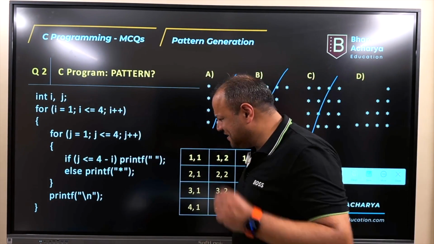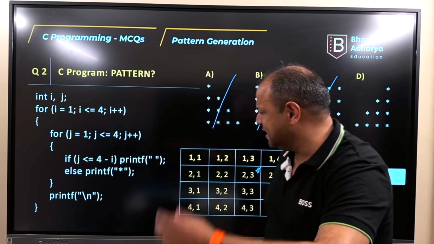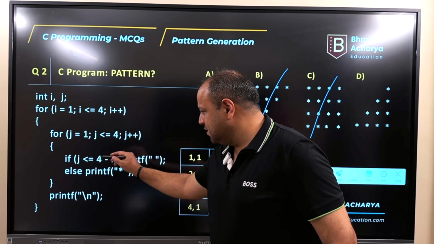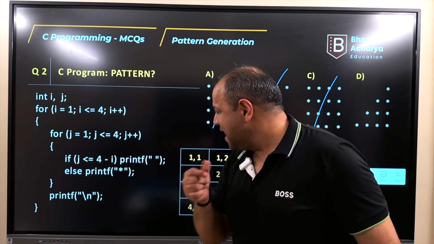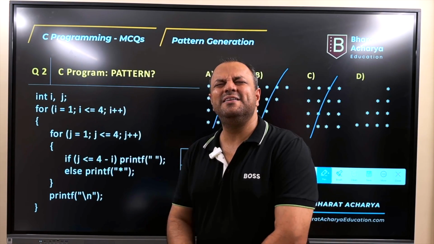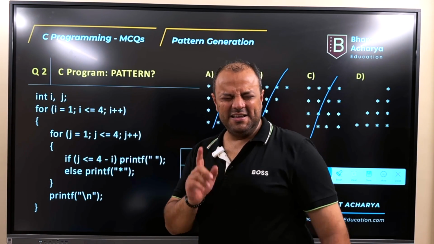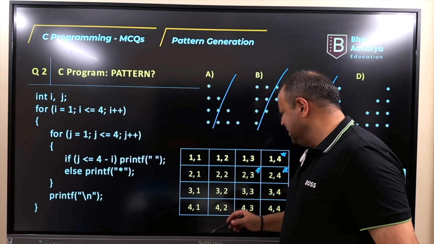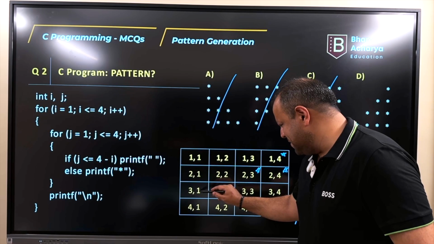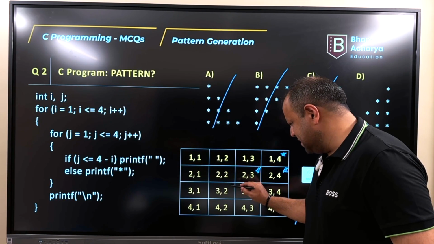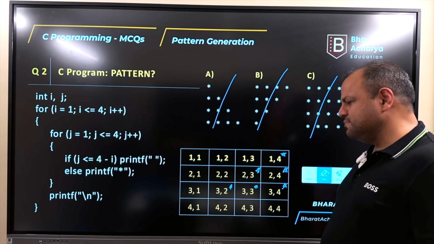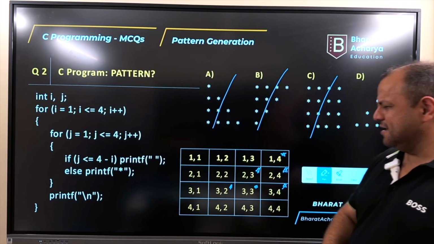Run through the next 2 iterations quickly. Next, third row, I becomes 3. So J is less than or equal to 4 minus 3. What is 4 minus 3? 1. J should be less than or equal to 1. Skip this. Not skip, that means star, star, star. Yes, more confidence, this looks like the correct answer.